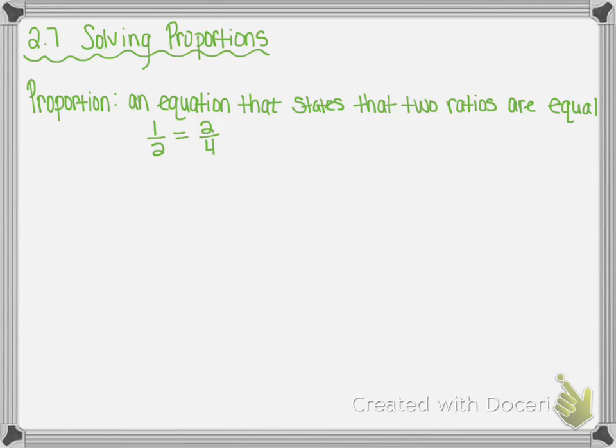Right, section 2.7 is solving proportions. We're going to continue to set up rates and ratios, but this time we're going to have a proportion which will help us solve for missing quantities. So first thing that I have for you is the definition of what a proportion is. It is an equation that states that two ratios are equal.